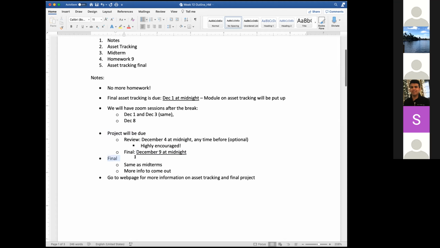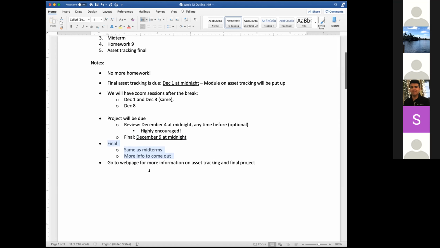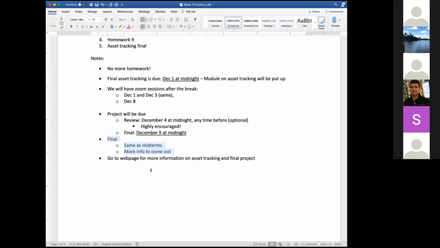The final thing is the final exam, and it's going to be the same format as the midterms. You will be able to take it during finals week, and we'll show that material to you. Again, it will be the same format as our 2 midterms. We'll have more information about that coming out after the break. So that's our outline today.